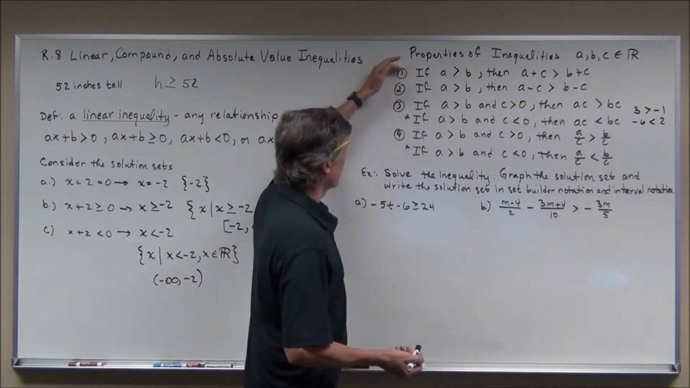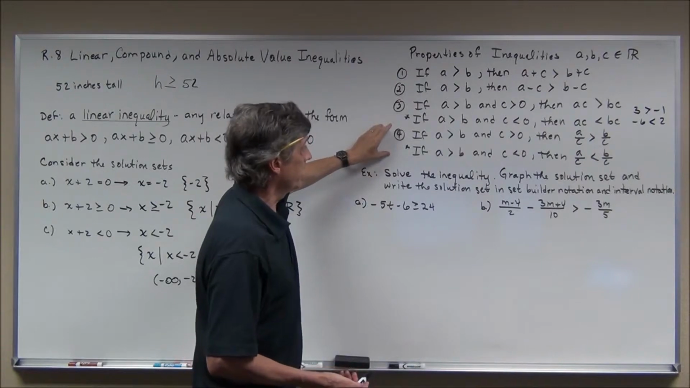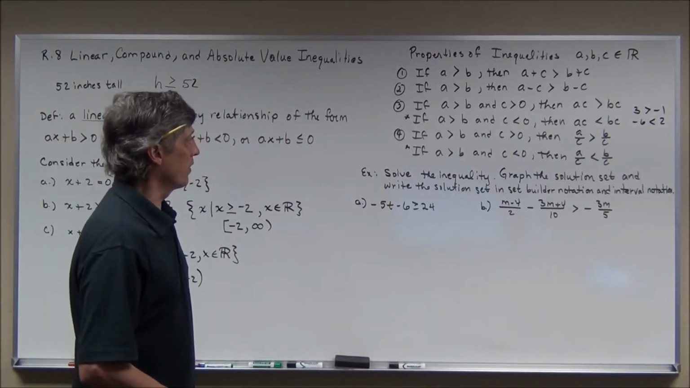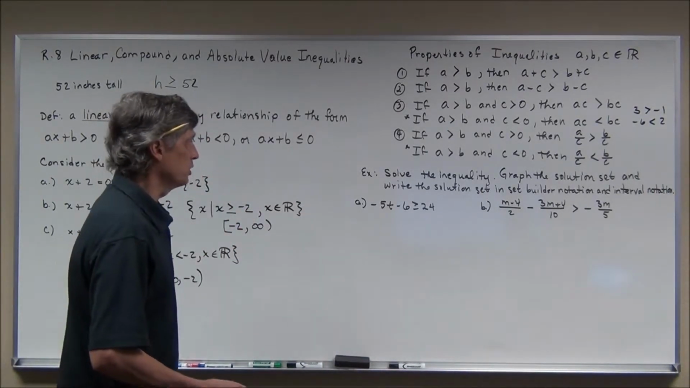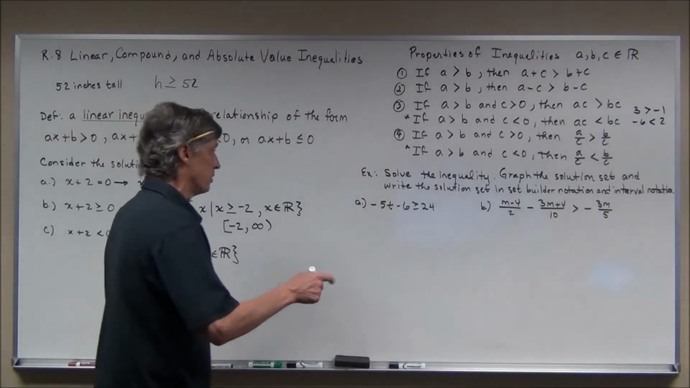So you have the addition property of inequalities, subtraction property of inequalities, multiplication properties of inequalities, and division properties of inequalities. And we use those when we are isolating our variable, as I'm going to show you in the next couple of examples. It says solve the inequality, graph the solution set, and then write the solution set in both set builder notation and interval notation.